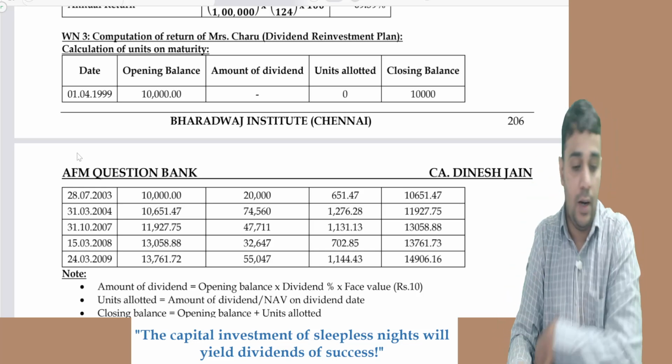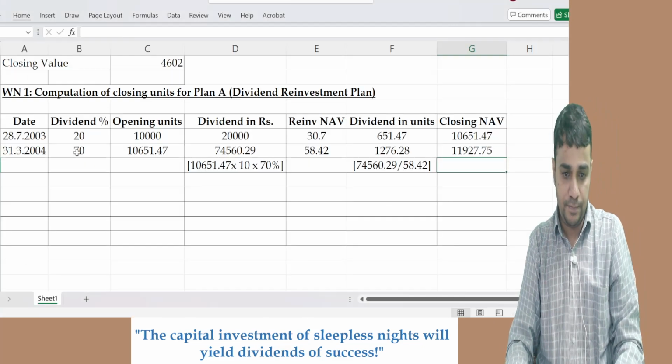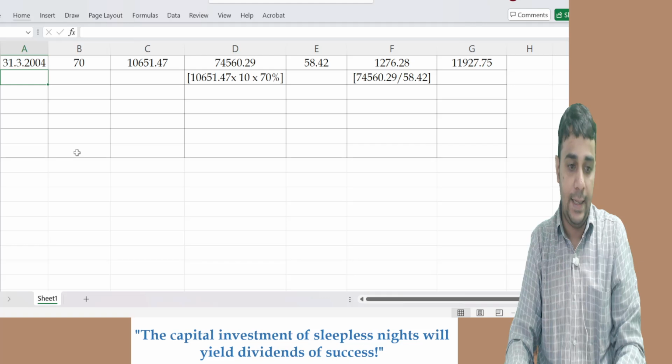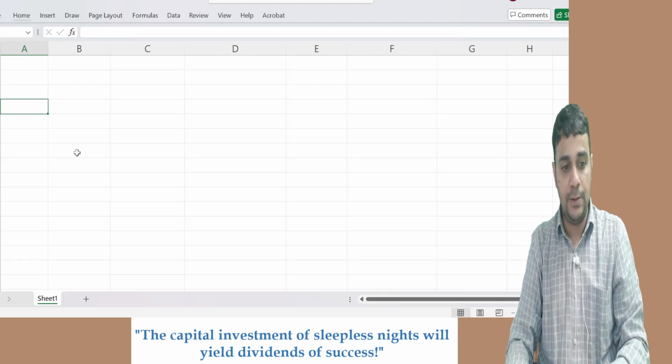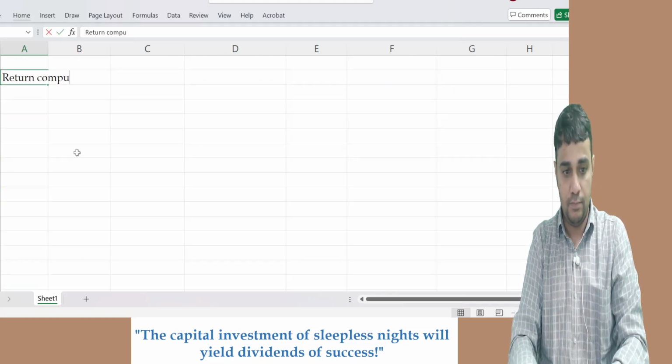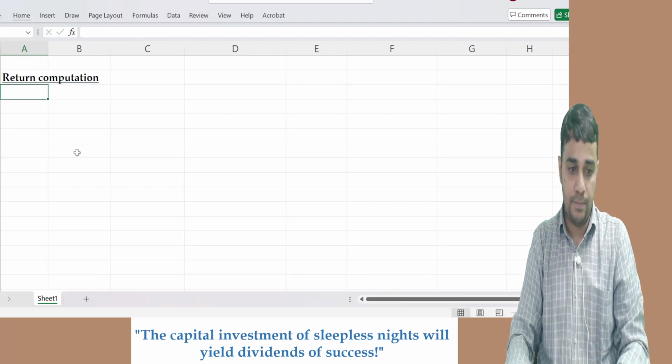Any doubts? Now write return computation. Leave space if you want to do it later. Return computation, particulars, calculation, amount.